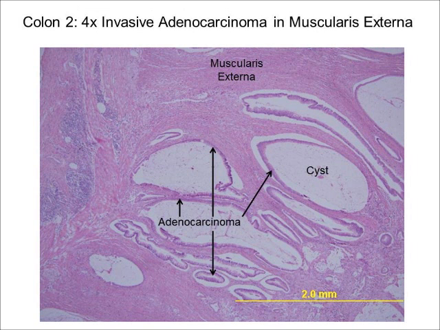This is another low magnification view of the adenocarcinoma located in the muscularis externa. These cells are responsible for making the clear mucin that fills the cysts. With regard to staging of this colon cancer, it has clearly penetrated the muscularis externa, but I could find no evidence that it had passed into the serosa, and on this basis I would give it a stage of T2.